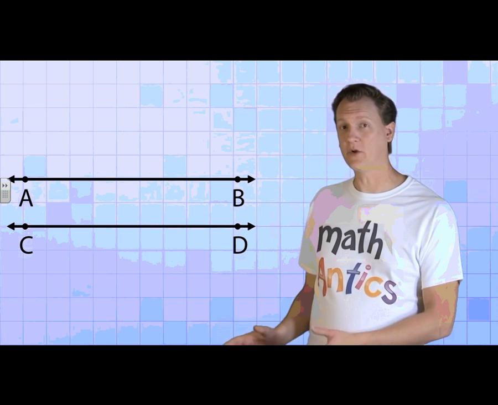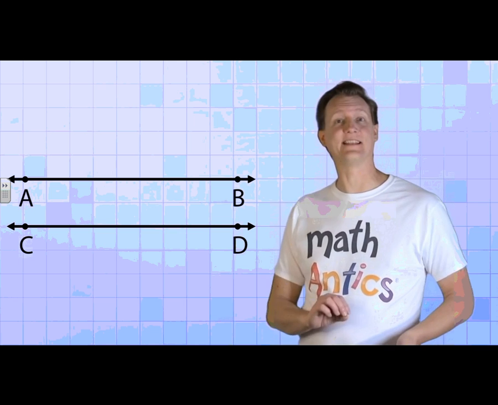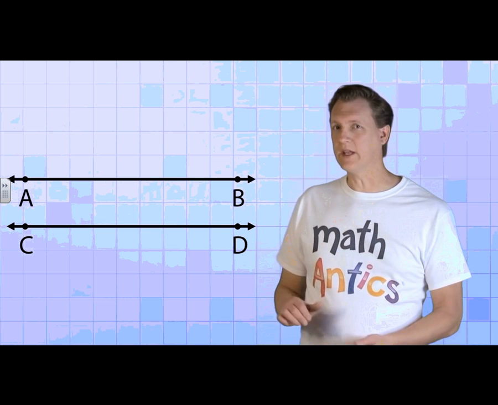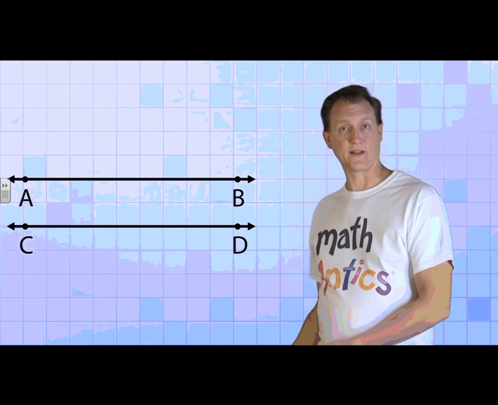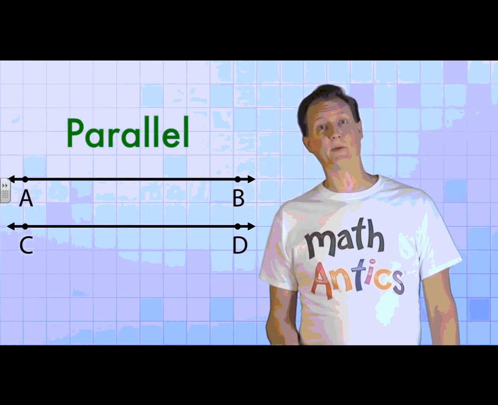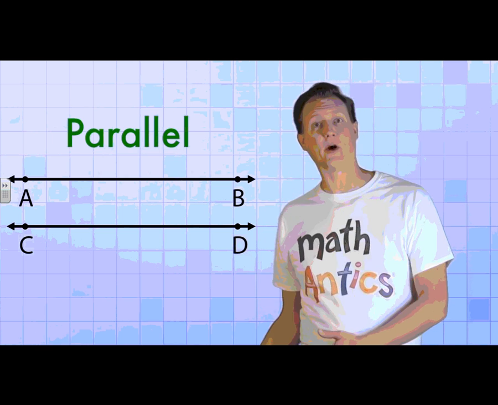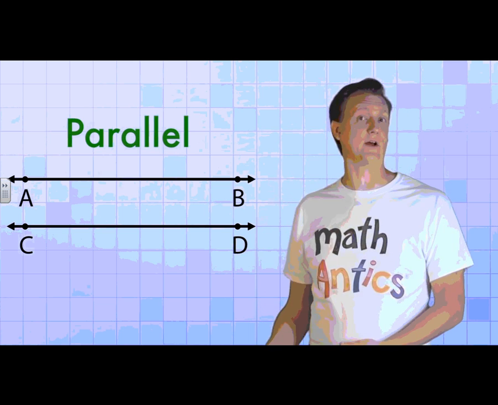Now, the important thing to notice about these two lines is that they're pointing in exactly the same direction. So even if we extend them forever, they would never cross or even get closer together. When two lines are arranged like this, we call them parallel. Now, you've probably heard the term parallel before, like parallel parking or a parallel universe or parallel bars.